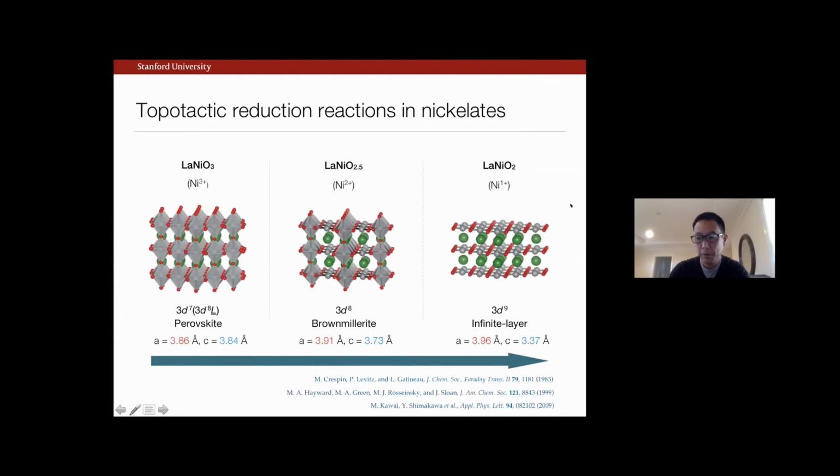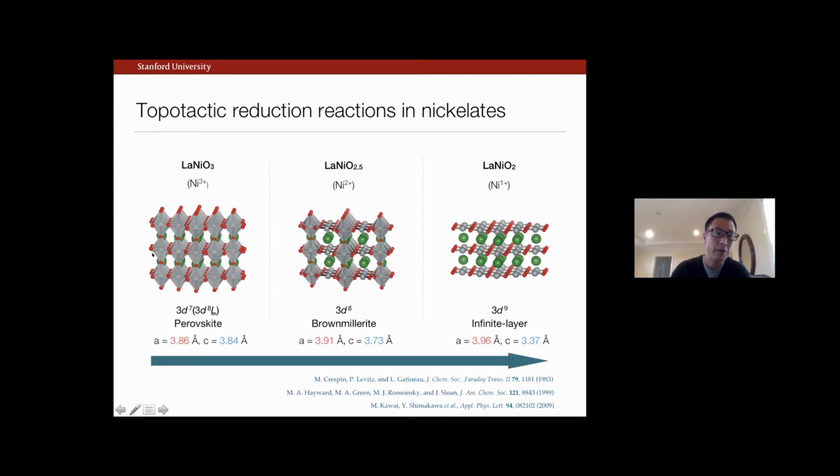Now, if you're chemistry oriented, you can notice that we're talking about a very unusual oxidation state of nickel. In fact, as far as I know, there is no thermodynamically stable way to synthesize this phase. But over the last few decades, extremely clever chemistries have been developed that I'll summarize here.